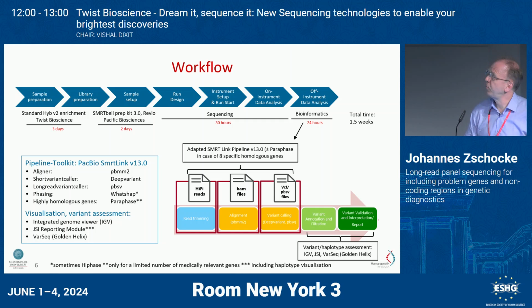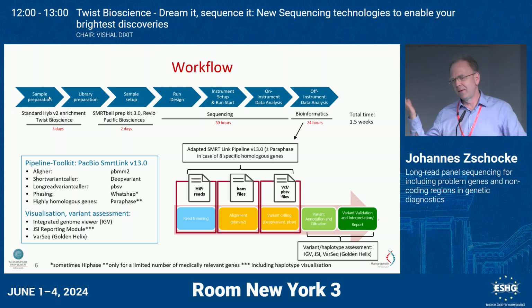So this is a view of the workflow. You have the normal sample preparation and DNA extraction. The hybridization takes about 3 days. Overall, we take a week and a half for the whole process. It's not a rapid process. 3 days enrichment, then 2 days preparation for the long read on the Revio. Then we have the standard sequencing run on the PacBio Revio, and basically the initial data management is a day.